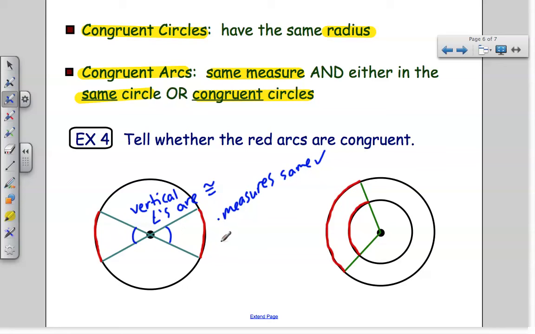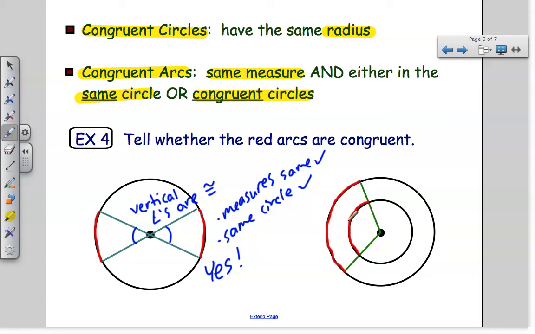And it's in the same circle. Same circle, check. So yes, these arcs would be congruent because they are in the same circle. So their size is the same and their angle measure is the same. So yes, they are in this case.